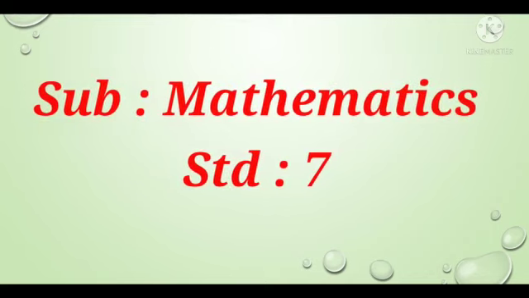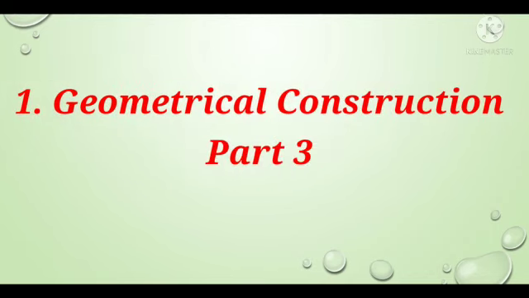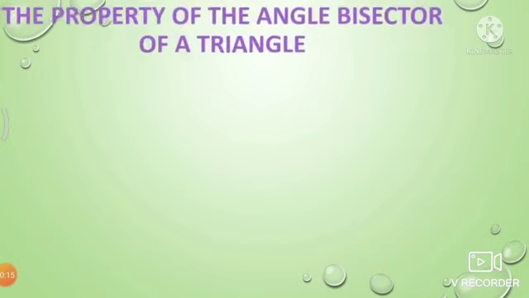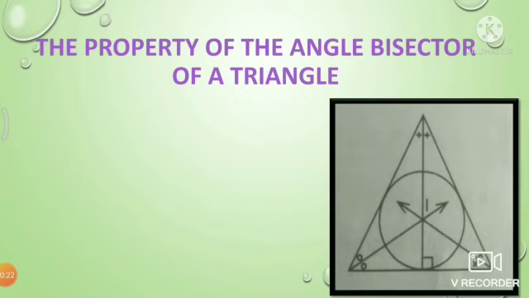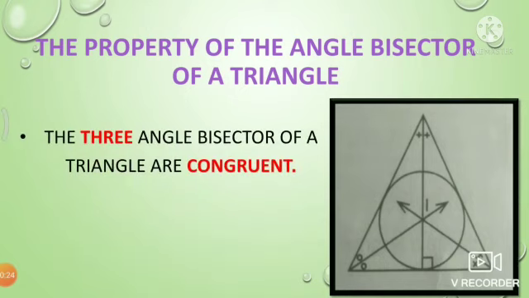Subject Mathematics, Standard 7th. Chapter 1, Geometrical Construction, Part 3. Today we will study the property of the angle bisector of a triangle. Now in this, the first property we will study is that the three angle bisectors of a triangle are concurrent.